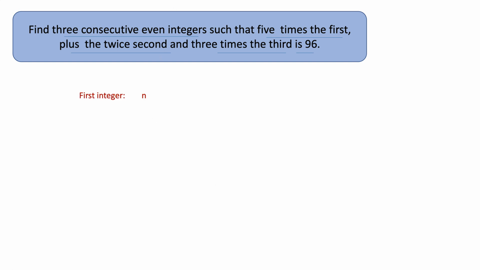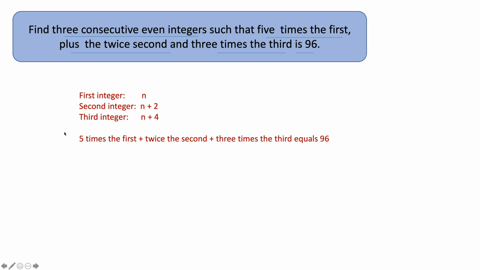I love to underline because that focuses my mind on the important things, okay? And it gets me off writer's block. It says 3 consecutive even integers. So the first one is always n. The next one, because evens you go up by 2's, so it's n plus 2, and then the third one will be n plus 4. And it's 5 times the first. I love writing these words out. See how I wrote that? 5 times the first plus twice the second plus 3 times the third equals 96.